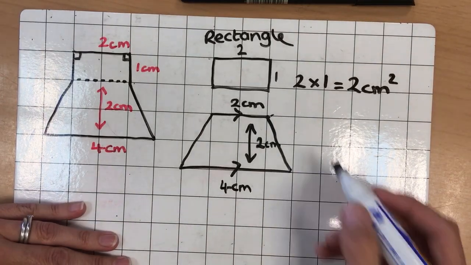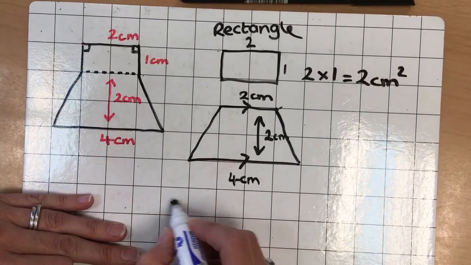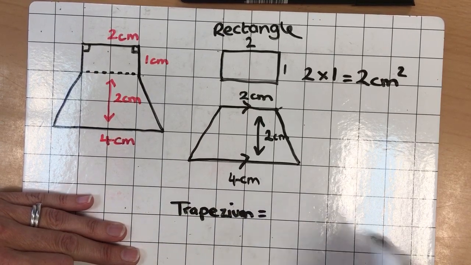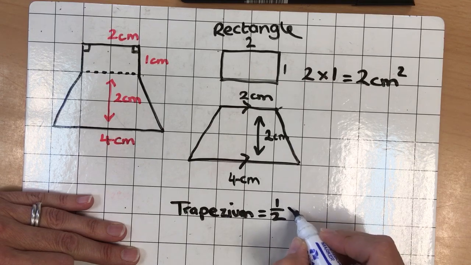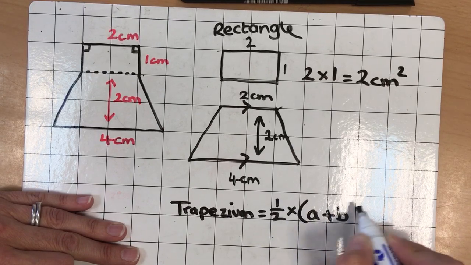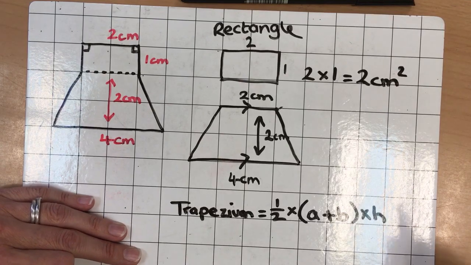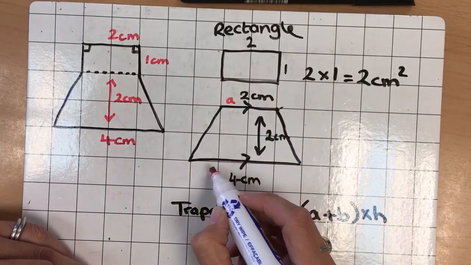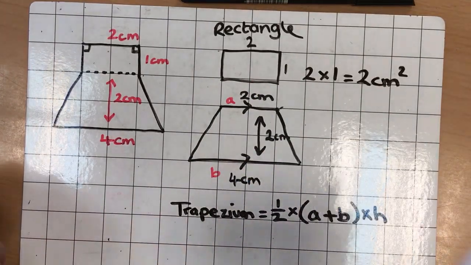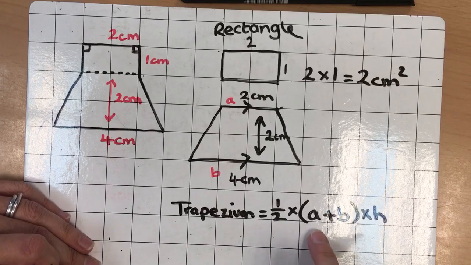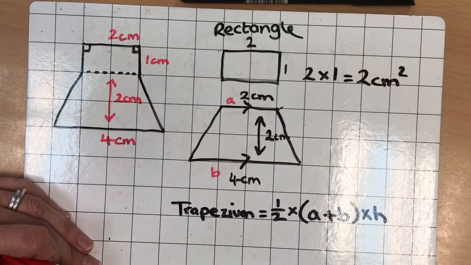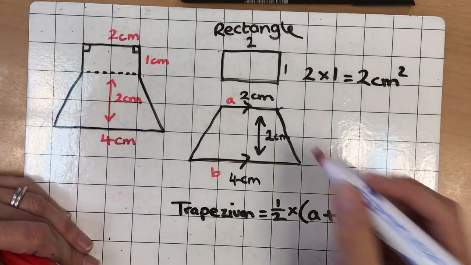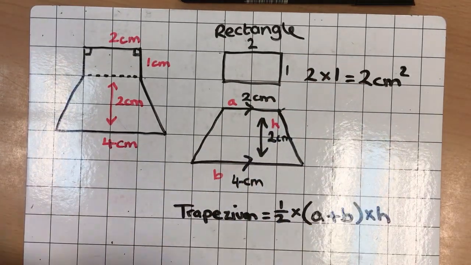Now the area of a trapezium is equal to 1/2 multiplied by (a plus b) times h, where the top length is what we refer to as a and the bottom is b. We can just refer to them as a and b, basically add the parallel lengths together, and then we have to have the vertical height, which is 2. So this is the vertical height h.